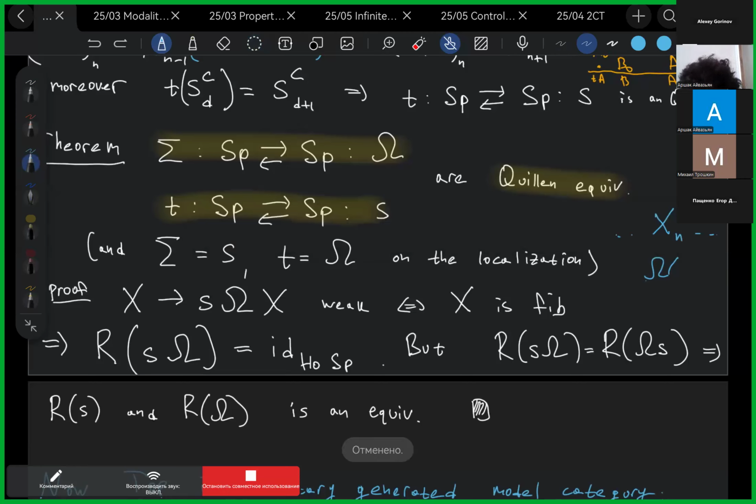Okay, and the top equivalence, the one which involves sigma and omega, are they Quillen equivalences with respect to the Quillen model structure, I presume? With respect to the stable model structure, is this correct?